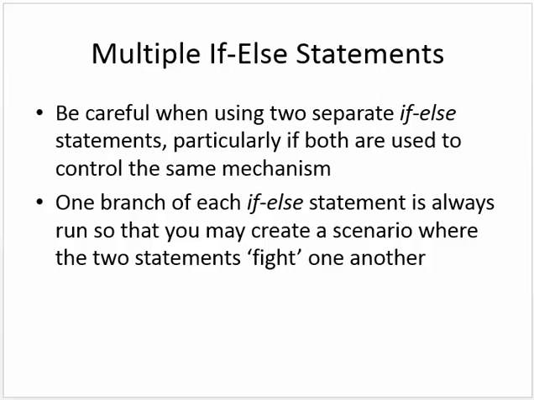Be careful when using two separate if-else statements, particularly if both are used to control the same mechanism. One branch of each if-else statement is always run, so you may create a scenario where the two statements fight one another. That's not what you want to have happen. There's been a couple times where, at one point in your program, you're telling the motor to turn on if it's less than or equal to something, and then later on you're telling it to turn off if it's less than or equal to that same value. Basically, you're fighting yourself with your programming.